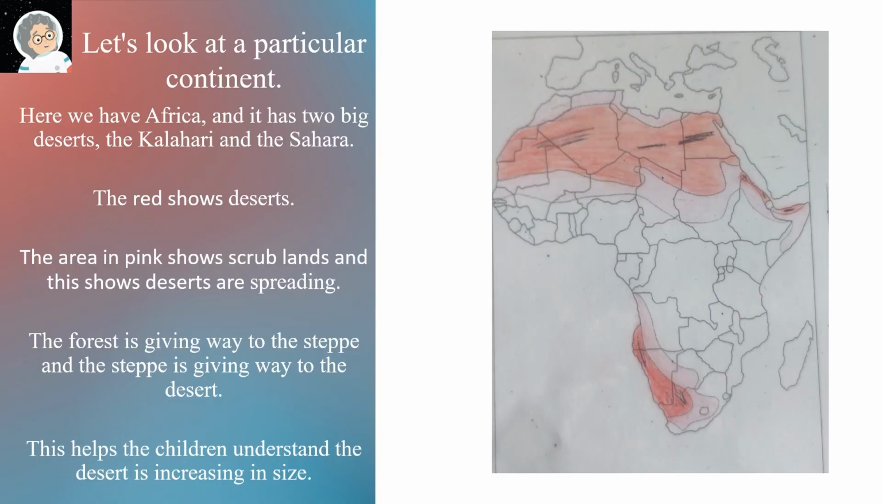Let's look at a particular continent. Here we have Africa, and it has two big deserts, the Kalahari and the Sahara. The red shows deserts. The area in pink shows scrublands, and this shows deserts are spreading. The forest is giving way to the steppe, and the steppe is giving way to the desert. This helps the children understand the desert is increasing in size.